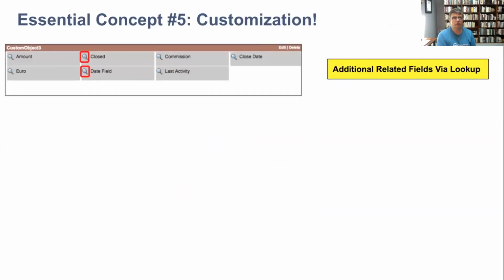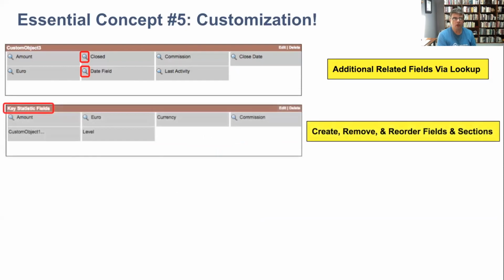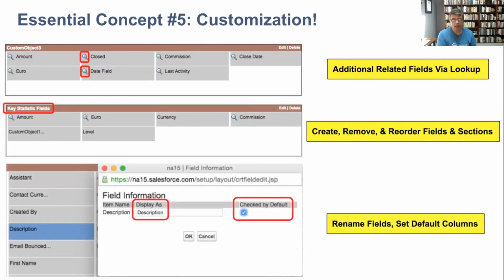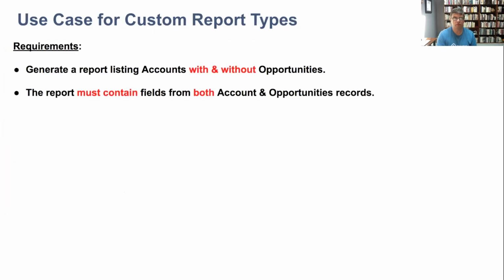Other essential elements with a custom report type. Customization, we've talked about that, how you can access fields via a lookup. But you can also create sections on your report. So you can group those fields that you would pull down through lookup relationships into areas that make sense for your users. You can even rename and choose how you want to display a field. You're not affecting the API name, you're not affecting the label, you're just changing it in your custom report type. You can also set certain fields as defaults.